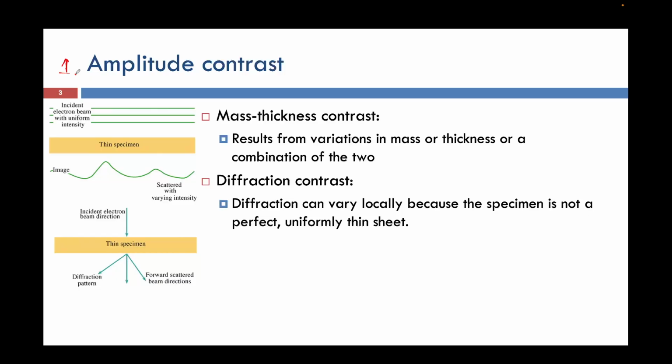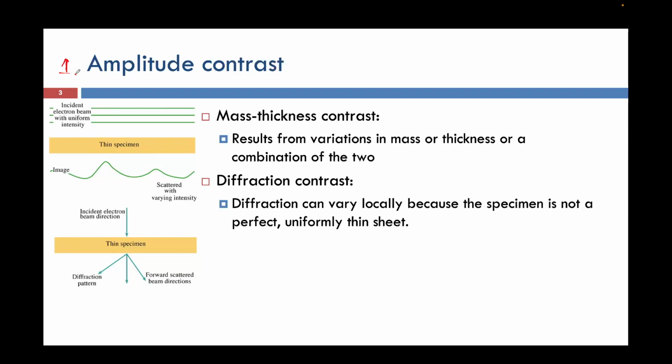There are actually two types of amplitude contrast. One is the mass thickness contrast, another one is the diffraction contrast. Due to these two reasons, the amplitude of the electron wave which interacts with your sample varies, and that is why we are getting contrast.